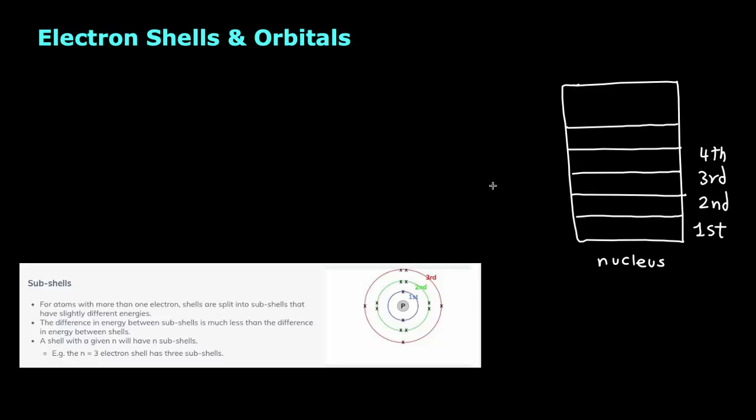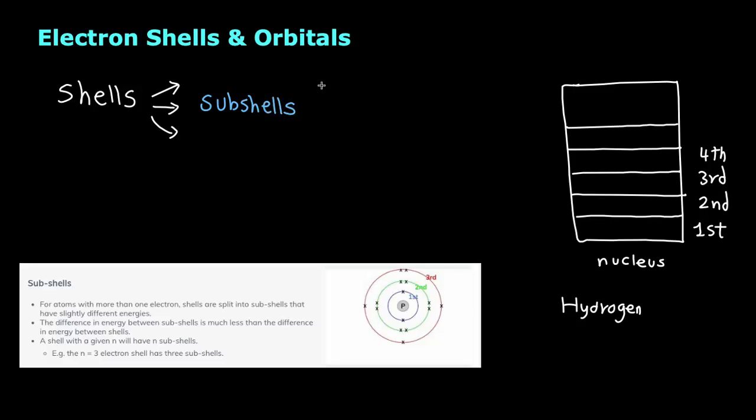For atoms that have more than one electron, the shells are broken down. Hydrogen has only one electron, so it only stays in the first energy level or the first shell. But if you have more electrons, the shells after that are broken down into other layers. These layers are known as the subshells. The subshells have different energies. The difference in energy between the subshells is less than the difference in energy between the shells. A shell with a given n number will have n subshells. So, for example, if n is equal to 3, this means that it has 3 subshells inside it, and so on.